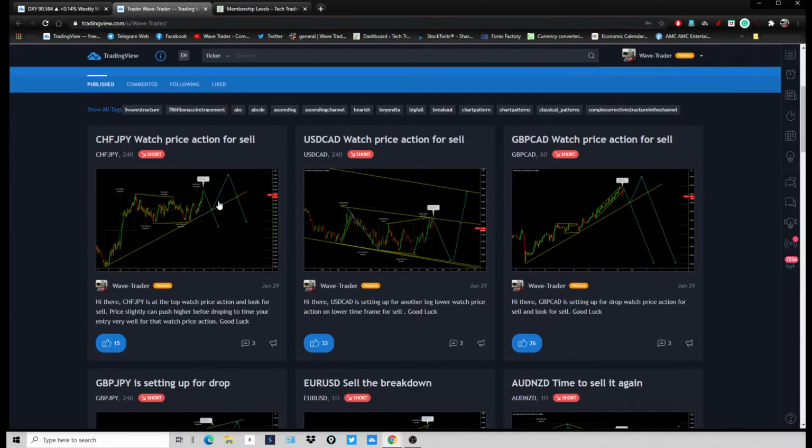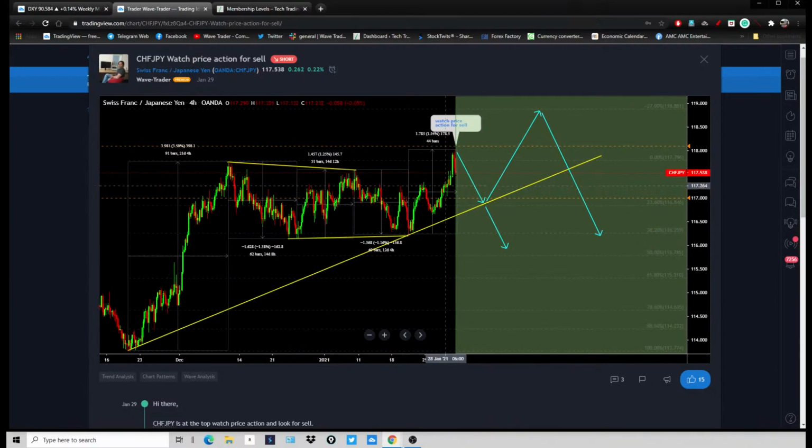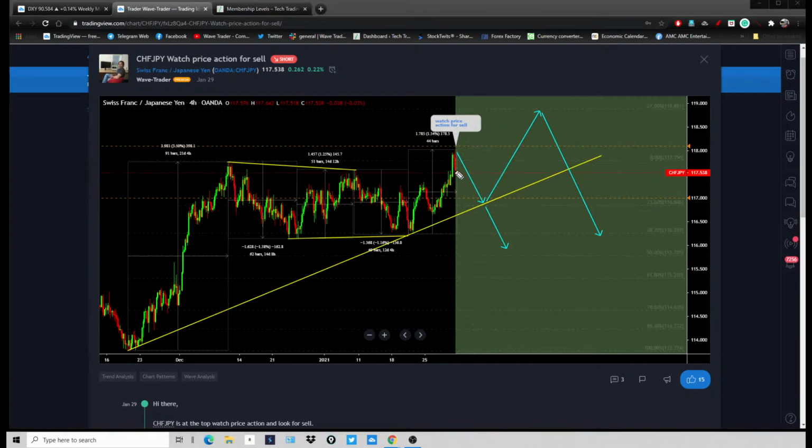Now let's look at the setup which I had posted for last week. Right, so Chief Yen is at a good spot where we can look for this to drop from that high for another leg lower, back within these areas, up to 116 or all the way up to 114. It's testing 118, which is a good price to watch.